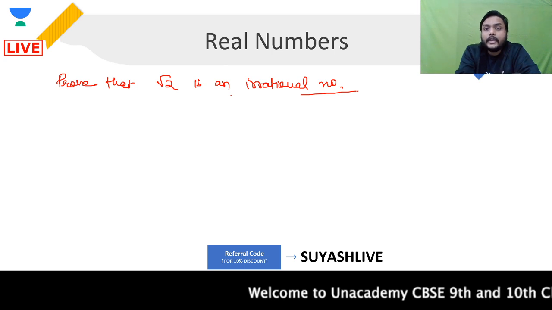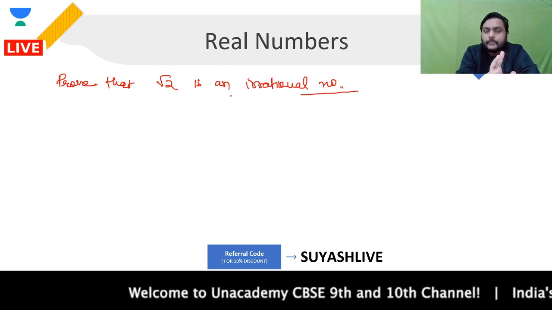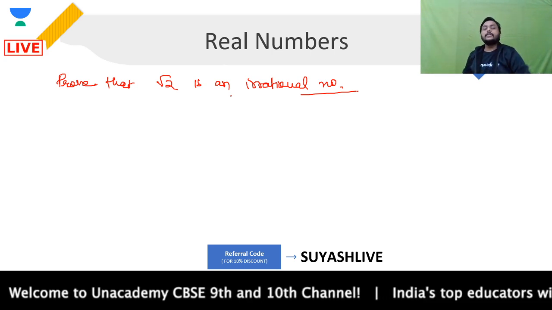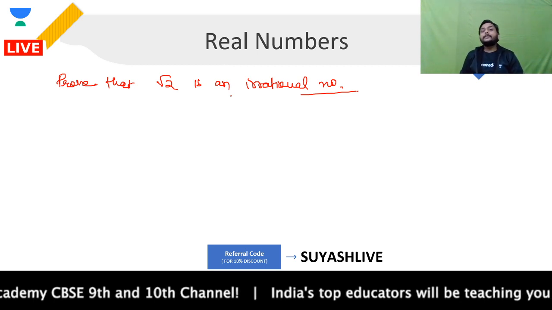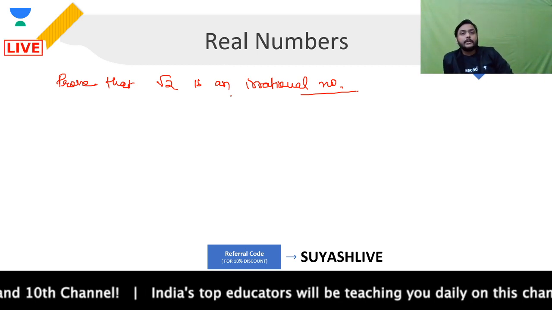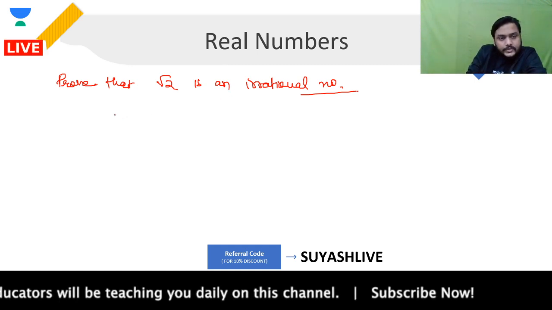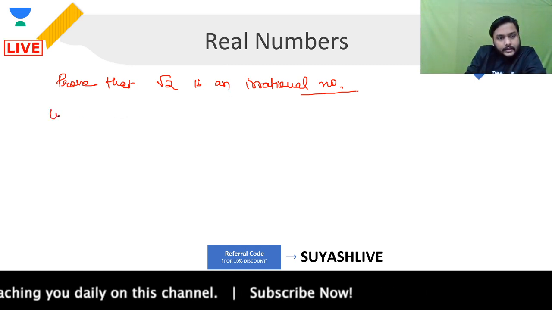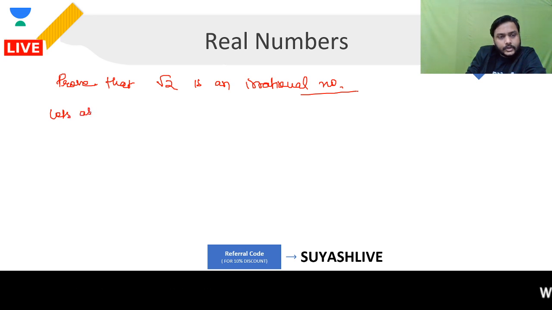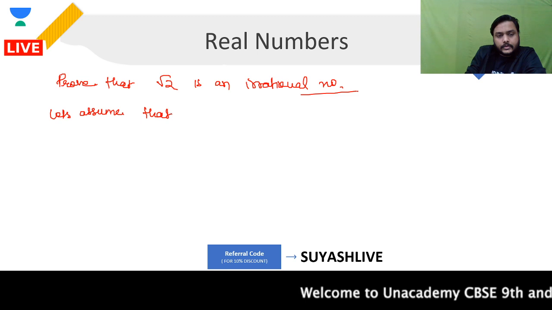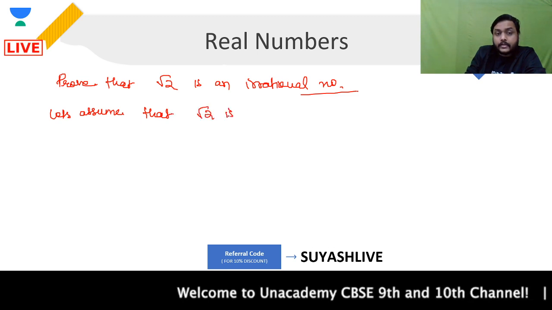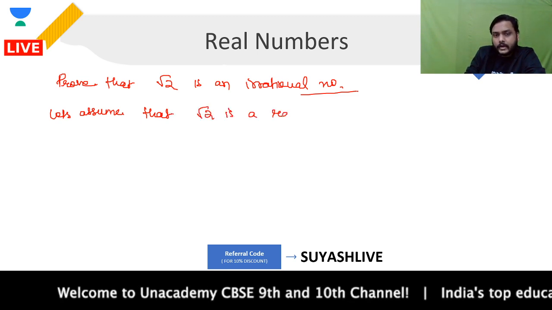First we assume that it is an irrational number. After assuming that it is an irrational number, so first we assume what? Reverse approach, sorry. First we assume, let's assume that root 2 is a rational number. Okay, we are going to assume what?